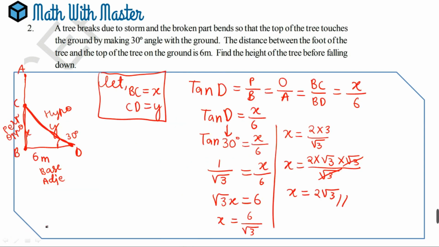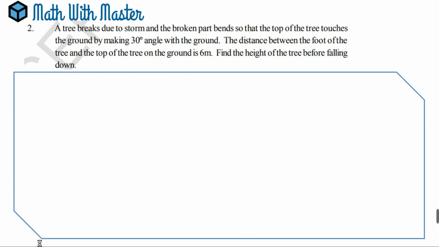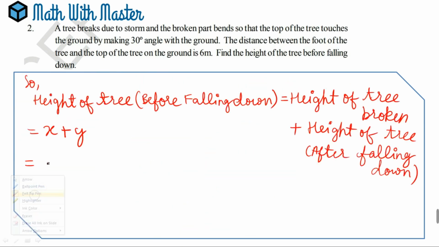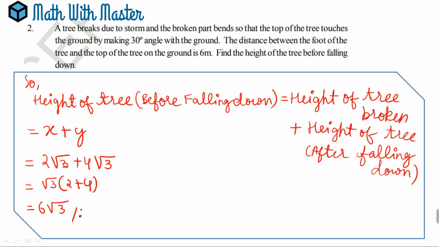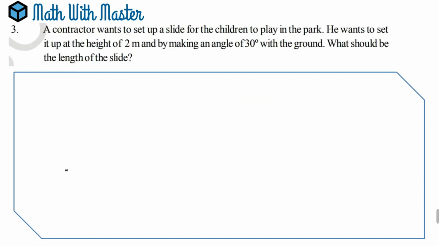Here the value of x is 2 root 3. 2 into root 3 plus, what is y over here? Y here is 4 into root 3. So make root 3 common from here. This will be 2 plus 4, and the final answer will come 6 root 3. This is the height of the tree before falling down. So now we will move towards the next question.